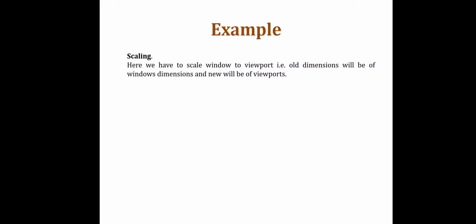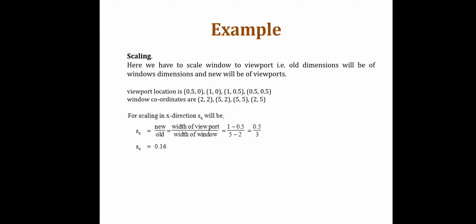So for that we need a scaling. Here the old dimensions will be the window dimensions, and whatever new dimensions we calculate will be of the viewport, that will belong to the viewport. Now here we can have both coordinates, that is, the viewport location is also given on the screen. This will be the viewport location, and for the window, these are the coordinates. Now I will find out the x direction scaling. How much we have to scale our x direction, how much we have to scale our y direction, that we are going to find out in terms of Sx and Sy.